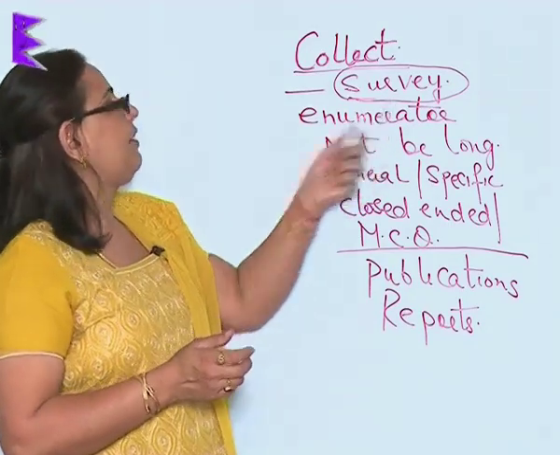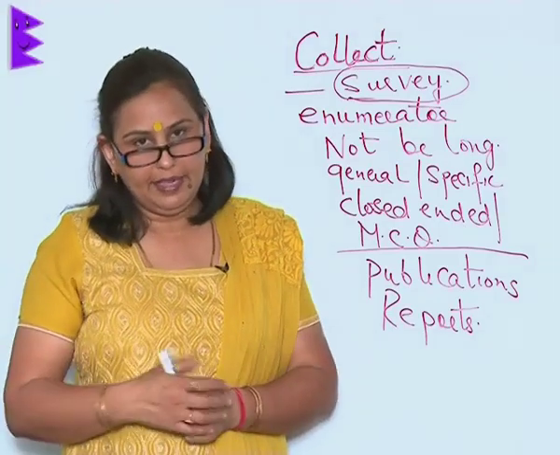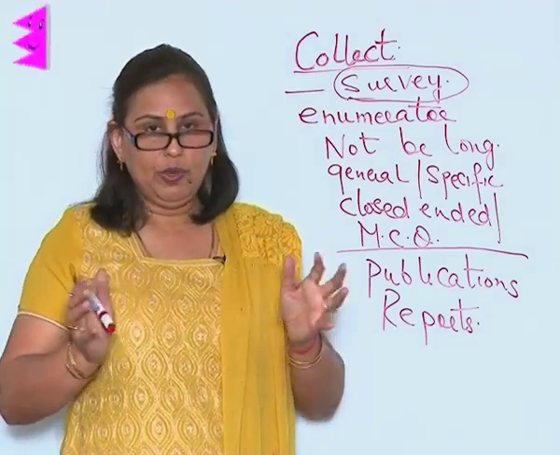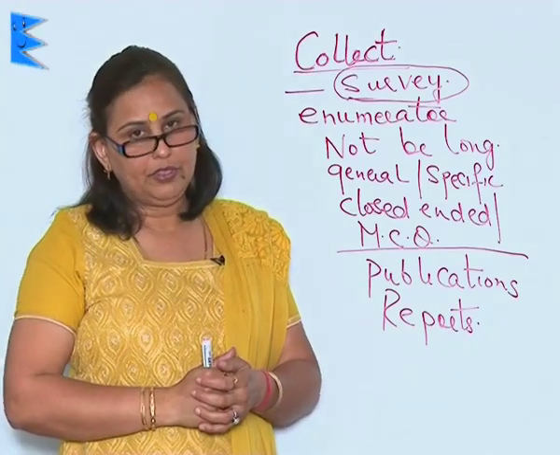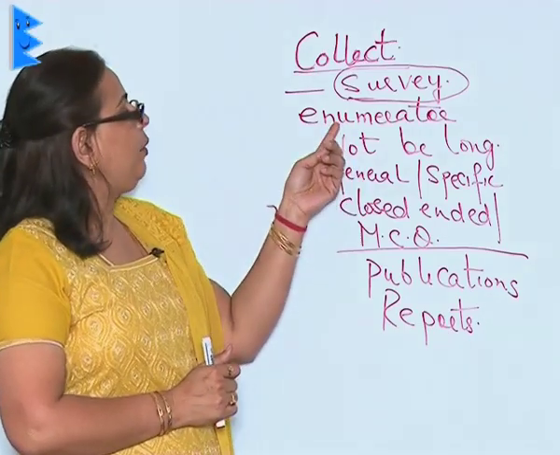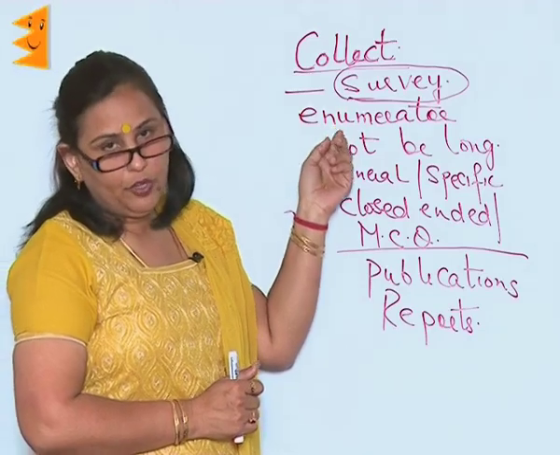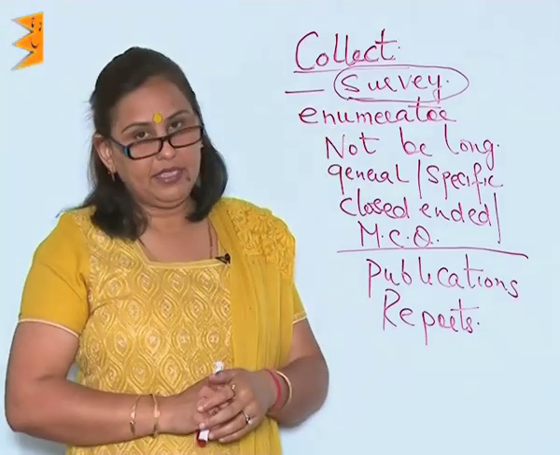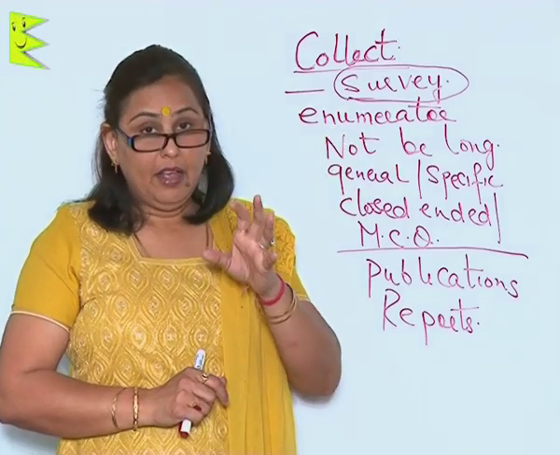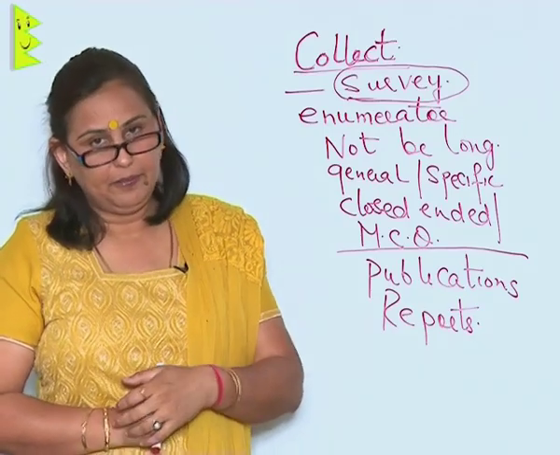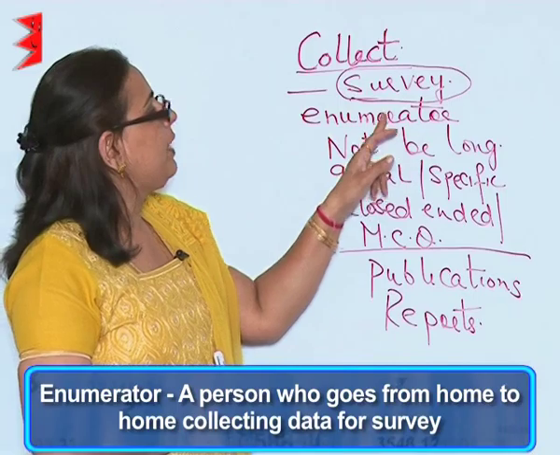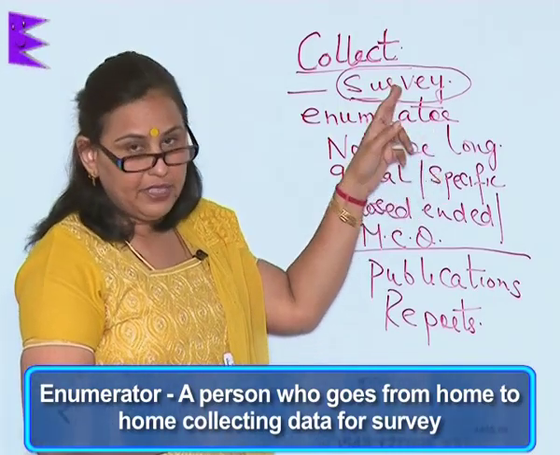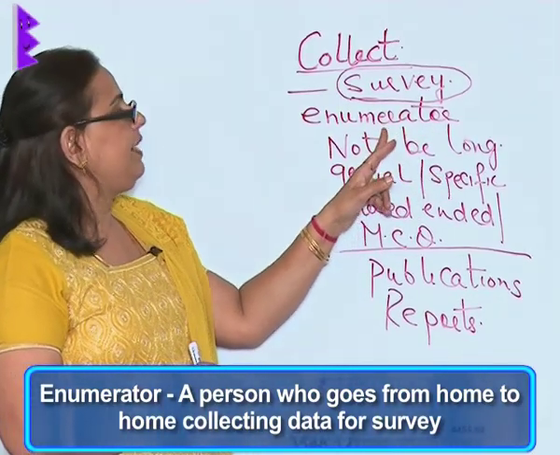That is the survey. Now, how do we collect the survey? Not one individual can go and collect the survey from all the people. So, we have to employ an enumerator, who is a trained person who knows how to collect data. Thus, a person who goes from home to home collecting data for the survey is called the enumerator.